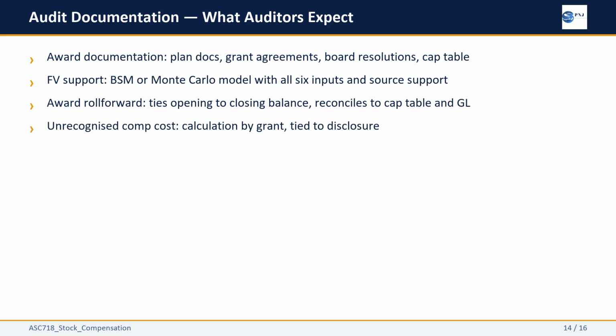For fair value, they want the full BSM or Monte Carlo model with all 6 inputs documented and each input supported: historical volatility calculations, risk-free rate sources, expected term analysis. They expect an award roll forward that begins with the opening balance, adds grants, subtracts forfeitures, exercises, expirations, and ties to the closing balance, and that closing balance must agree to both the cap table and the general ledger. The unrecognized compensation cost calculation must also tie directly to the disclosed amount.